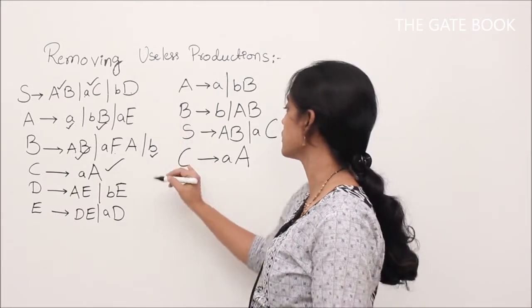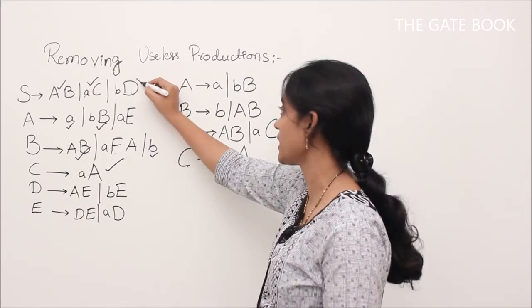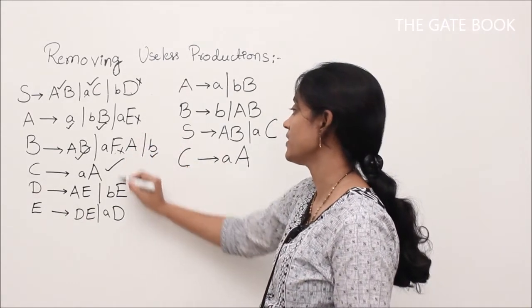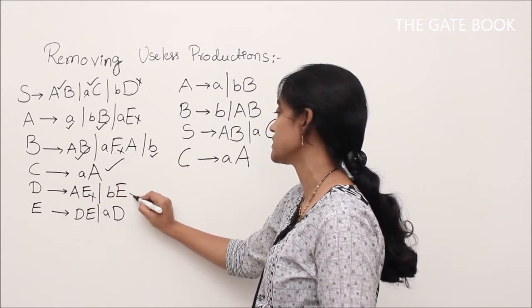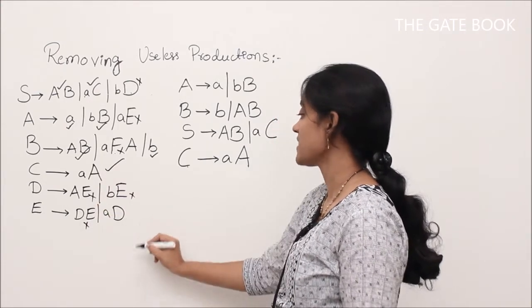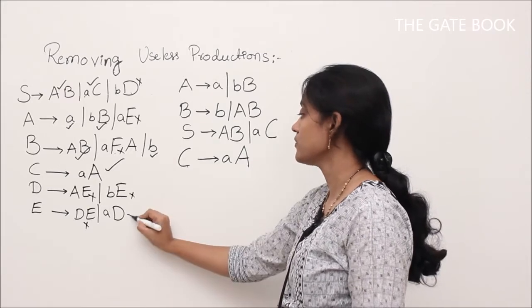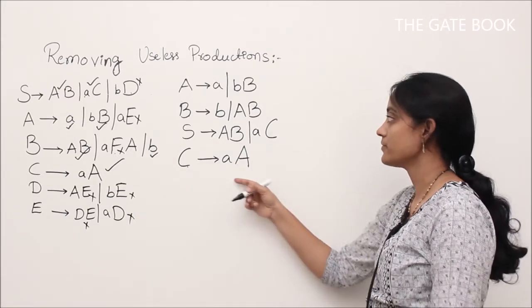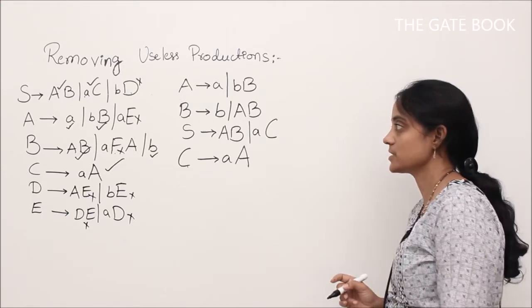So what about this? No, we don't have D here, so we should not add this, and we don't have E, we should not add this. We don't have F, we should not add this one. All these have E, so we should not add. This has D, so we don't have D, so we should not add. So after removing those things, we are left with only these productions, right?